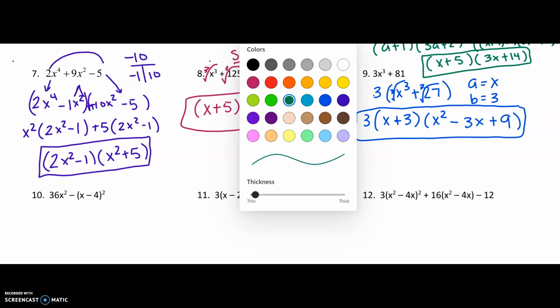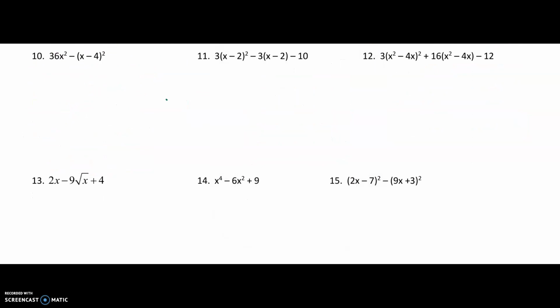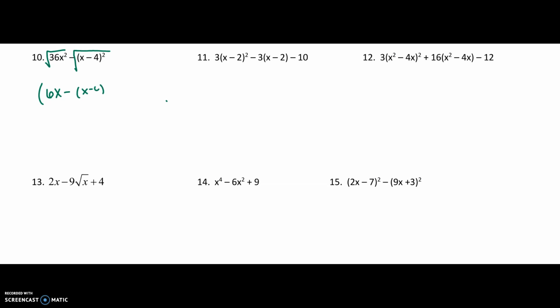The next problem, number 10, is a difference of squares. There is no GCF, but they are both perfect squares. Because they're perfect squares with a minus between them, remember the form is a minus b and a plus b. So the square root of 36 is 6. The square root of x squared is x. So I have 6x minus x minus 4. And then 6x plus x minus 4.